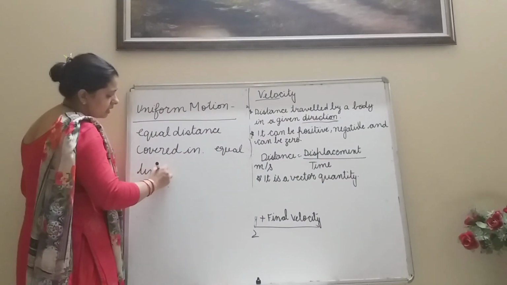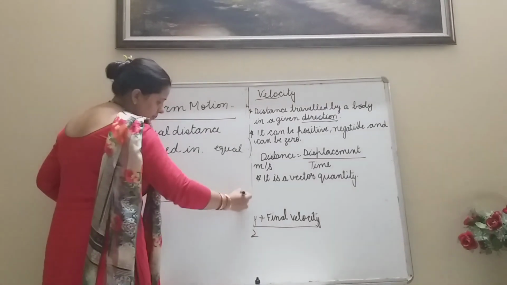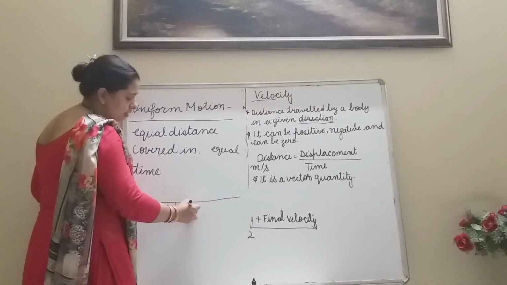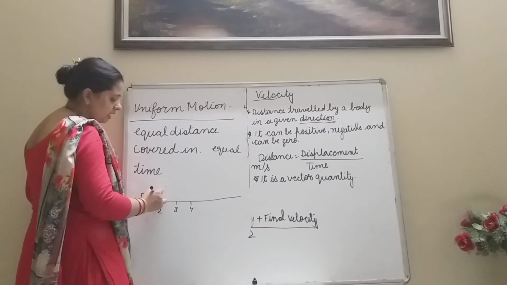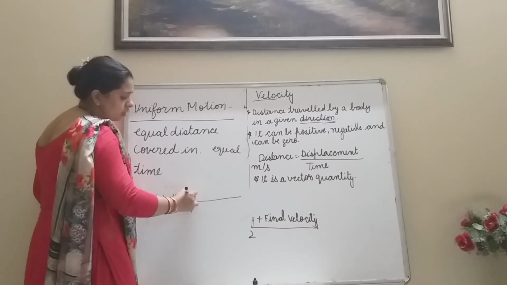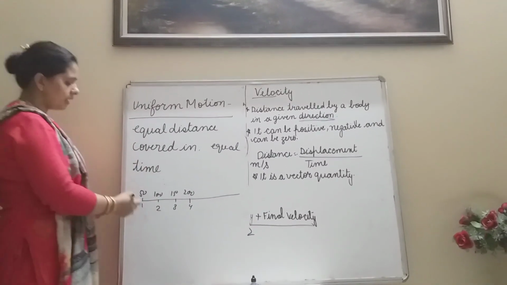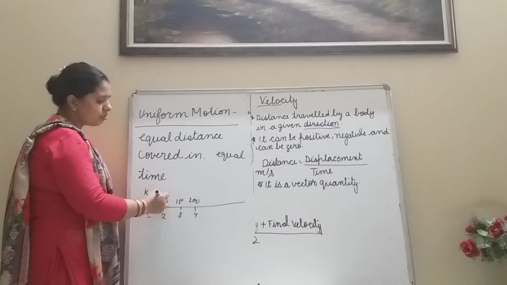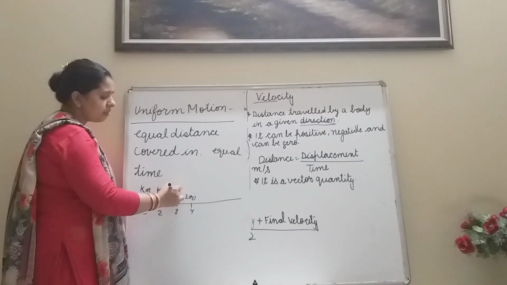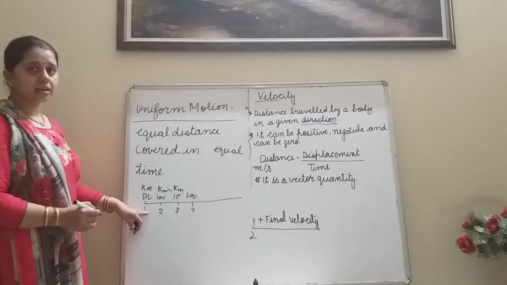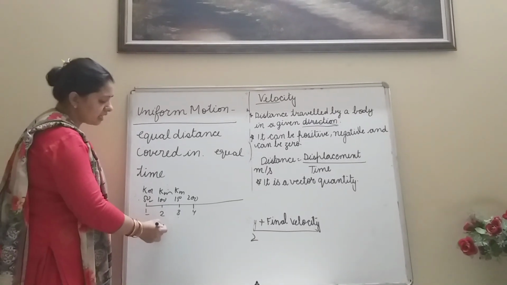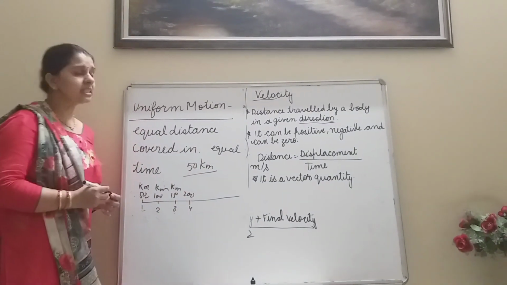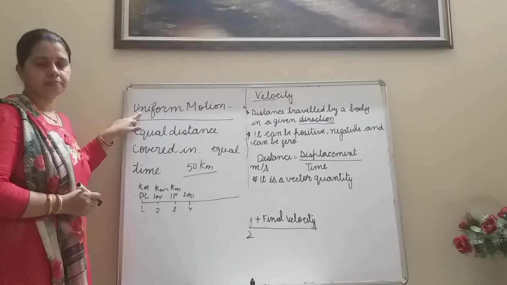Equal distance covered in equal time, as shown in the graph. Here the time is 1 hour, 2 hours, 3 hours, 4 hours, and the distance is 50, 100, 150, 200. So the vehicle covers 50 kilometers in 1 hour, 100 kilometers in 2 hours, 150 kilometers in 3 hours. It means per hour the vehicle is covering 50 kilometers, so it is uniform motion.